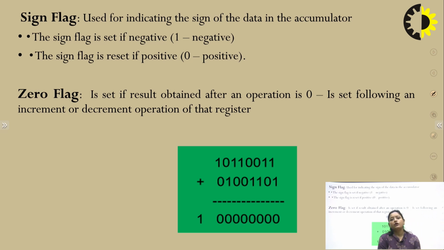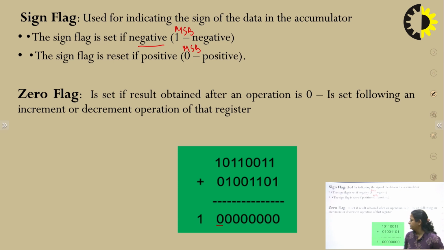Moving on to the various flags, first of all, we have the sign flag. Whenever we talk about signed numbers, signed binary operations, in those operations the value of the MSB indicates whether my number is positive or negative. The sign flag is set if we have a negative number, that is, when we have 1 at the MSB position. Otherwise, this flag is reset, that is, value 0 is passed in this flag if my number is positive, or if at the MSB I have value 0.